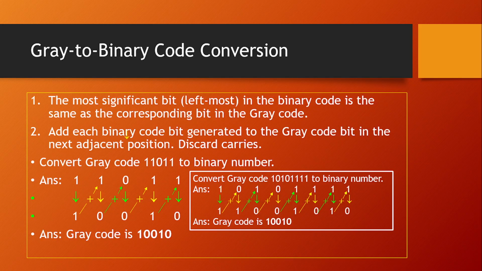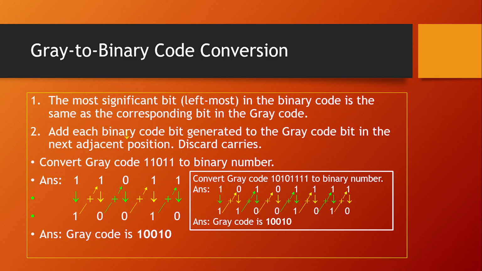Now let us solve two examples. For example, convert gray code 11011 to a binary number. Start from left. The leftmost bit is written as it is. So gray code 1 is there, so the binary bit will be 1. This obtained binary bit is added to the second gray bit from left, that is 1. So 1 plus 1, summation is 0, discard the carry 1. Summation is 10, discard the carry and put the sum bit only, that is 0. So the next binary digit will be 0.